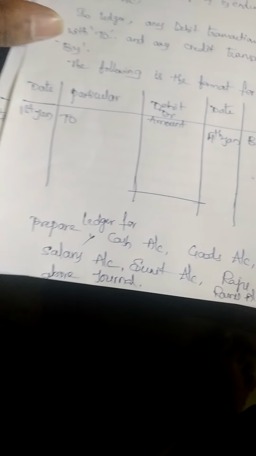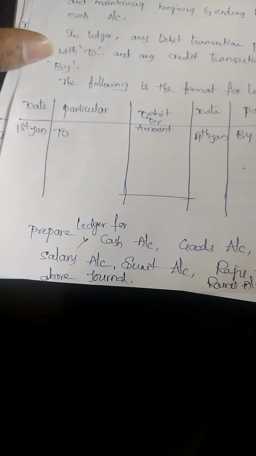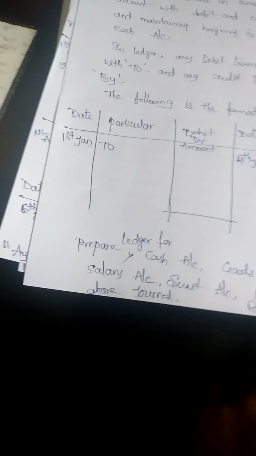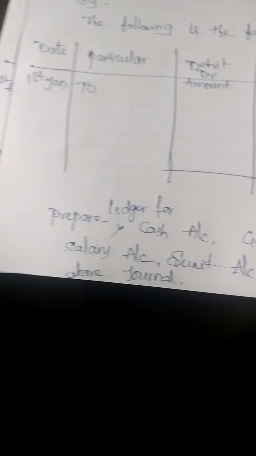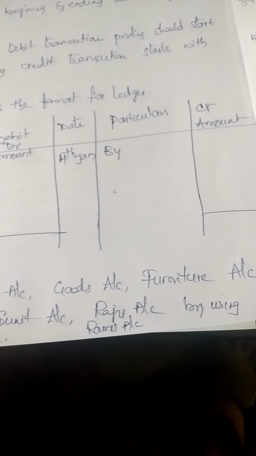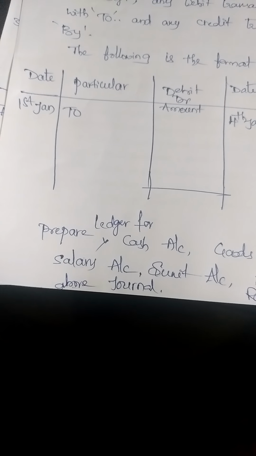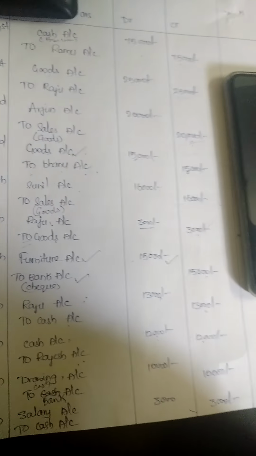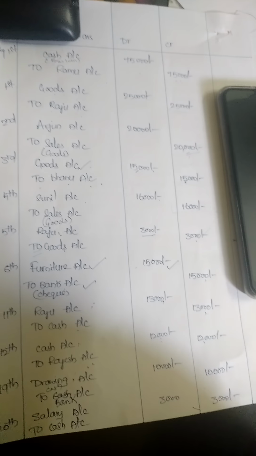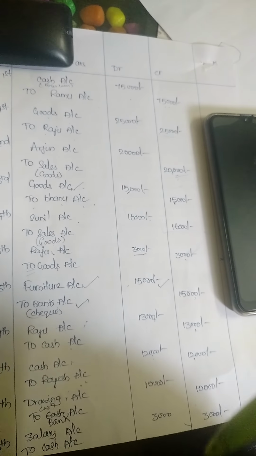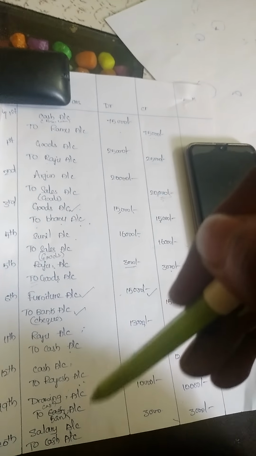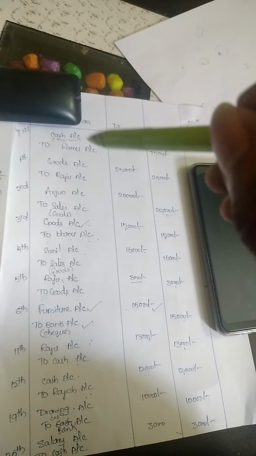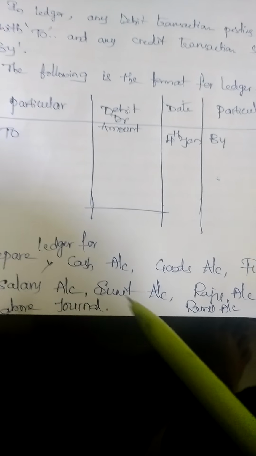Here for the above problem that we discussed till now in the journal, for the same problem prepare the ledger for cash account, goods account, furniture account, salary account, Sunil account, Raju account, Ramu account by using the above journal. Here we already have the journal transactions that we did previously. Here all the journal entries we posted in the format. By using all these entries, we have to prepare the ledger. First of all we have to prepare the ledger for cash account.